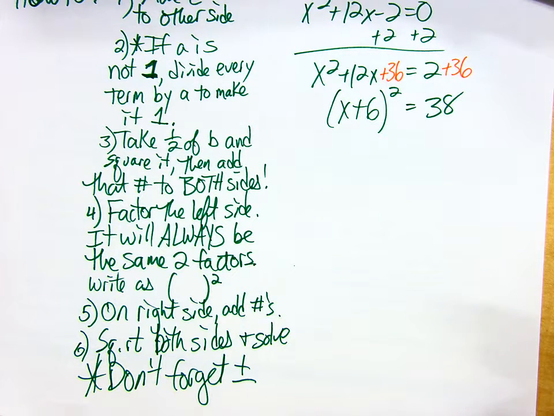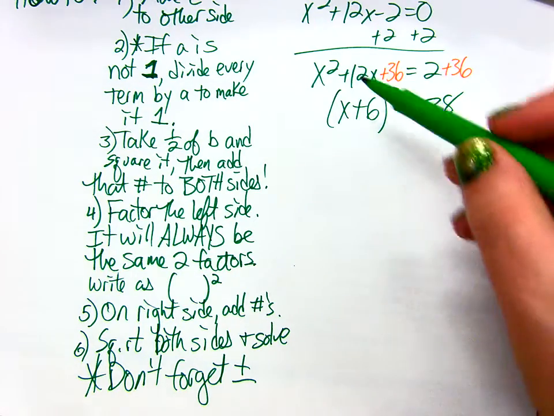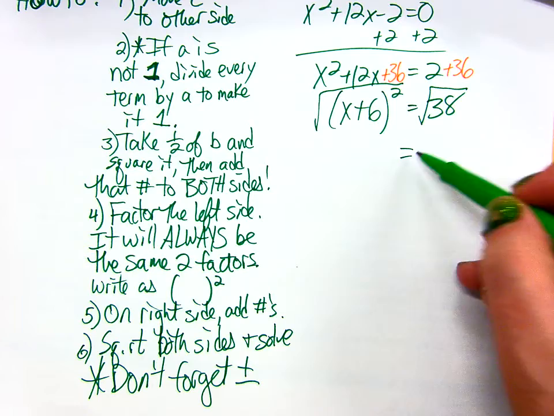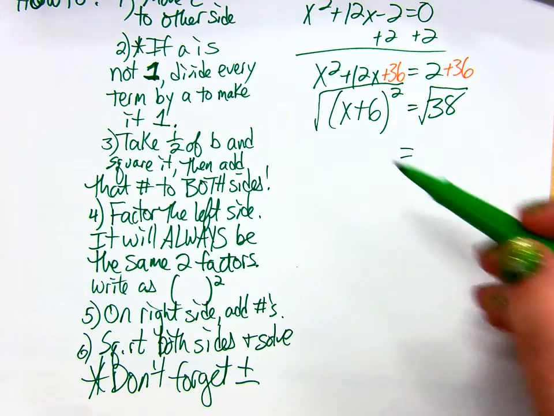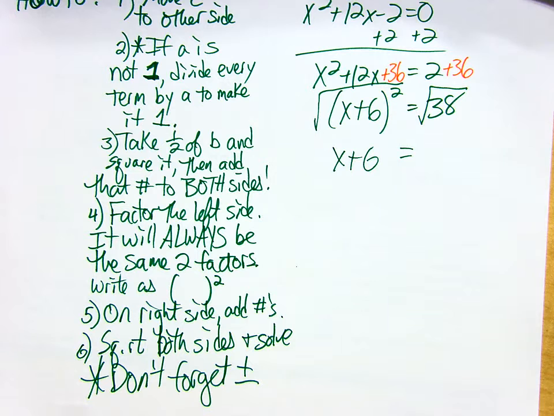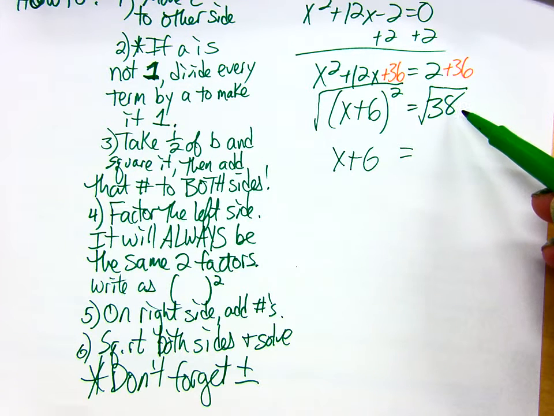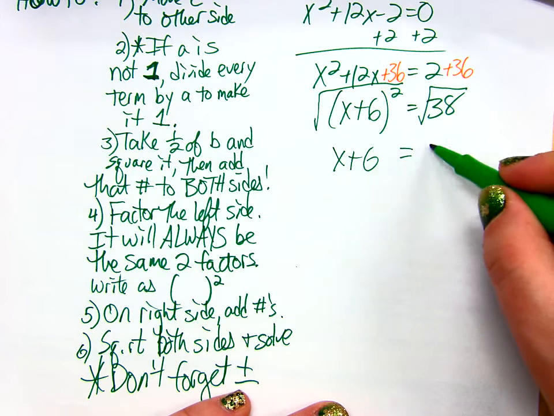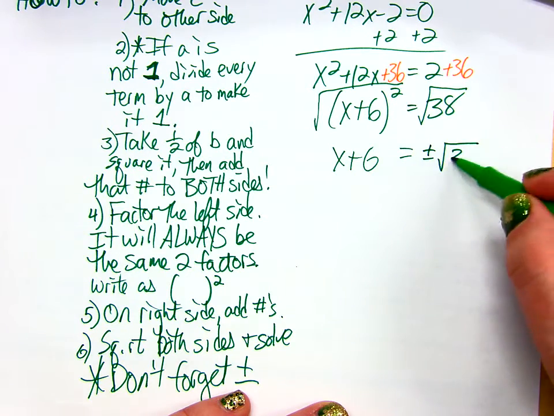Hopefully you do remember. So, if I go back over here, I'm going to square root both sides. So, what do I get on the left-hand side now? Just x plus 6, because squaring and square rooting just cancels itself out, right? Over here, square root of 38. This is where I have to stop and think. Does 38 have any perfect square factors? I don't think so. So I'm going to leave it. I just need to remember to put plus minus in front of it.